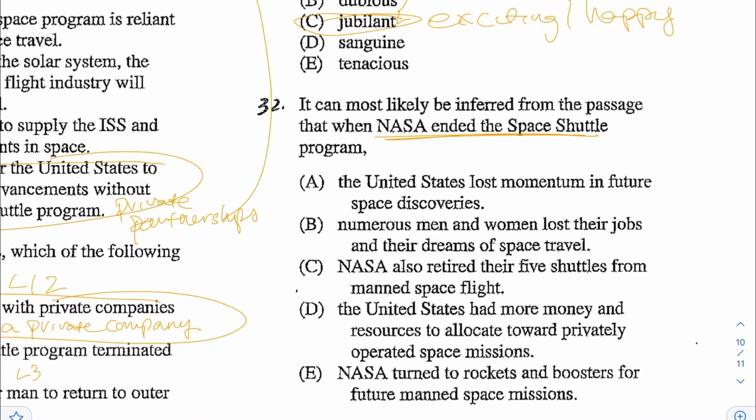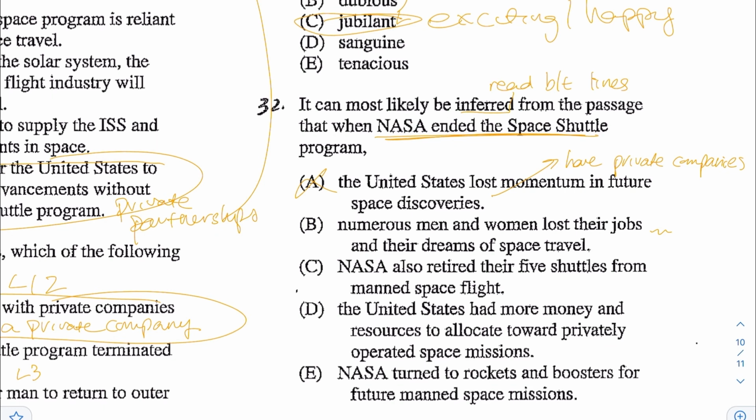Next, for number 32, it can most likely be inferred from the passage that when NASA ended the space shuttle program. When you have an inference, you have to read between the lines. So think about what the author was referring to. I had to go through all the choices. A says the US lost momentum in future space discoveries. That's not true because you have all these private companies taking over. Choice B says numerous men and women lost their jobs and dreams of space travel. That could be true, so we can put this as maybe. A is no because private companies kind of took over.